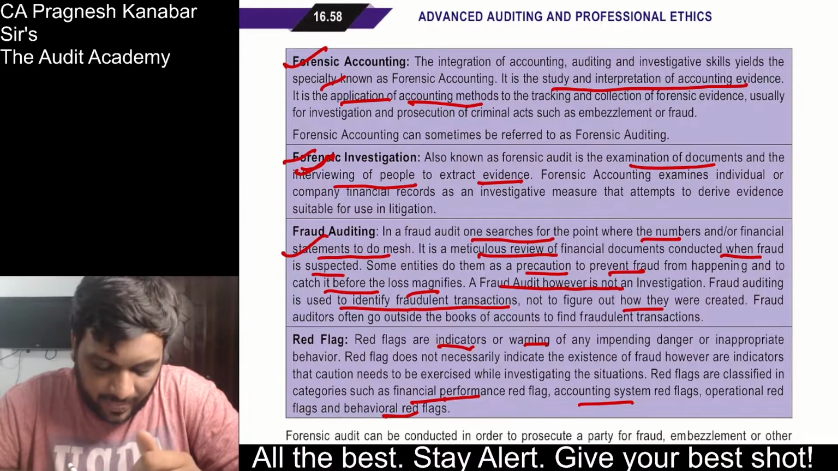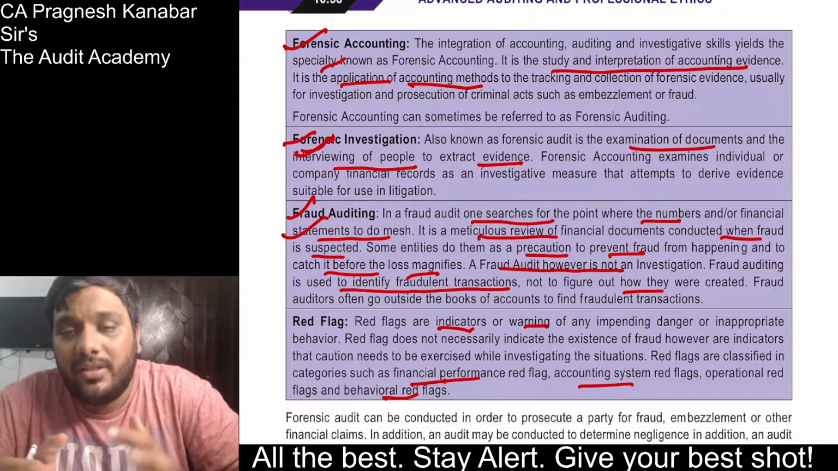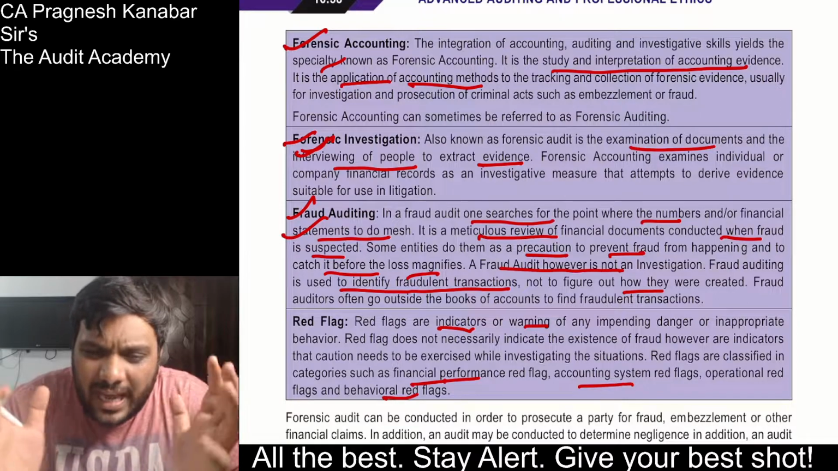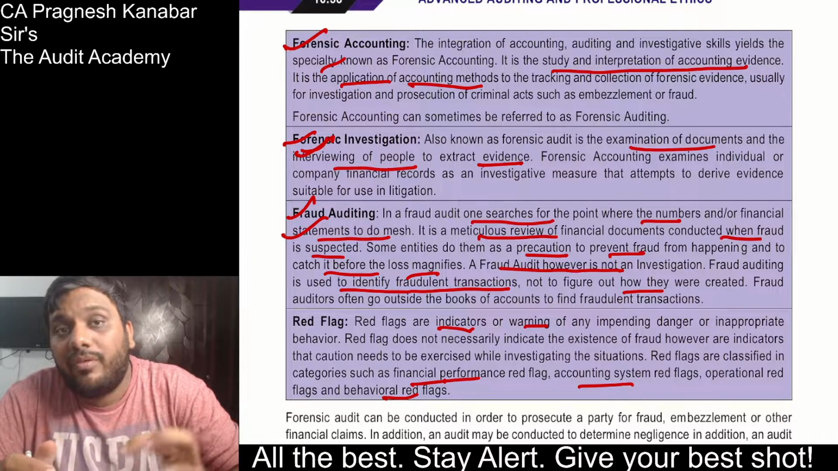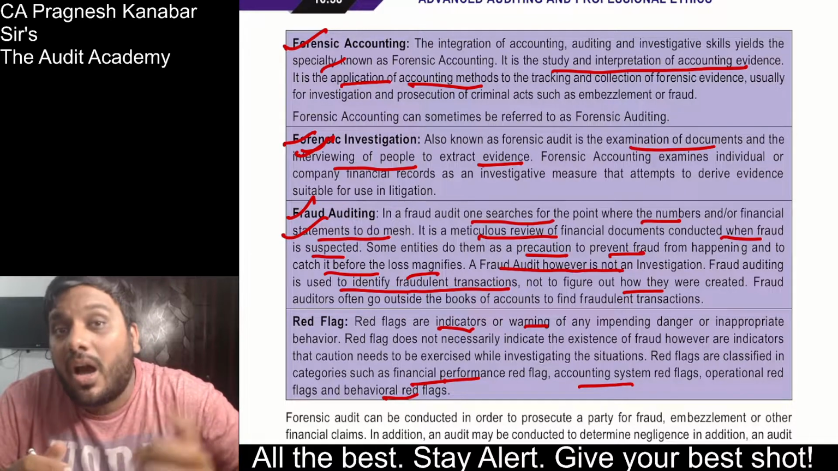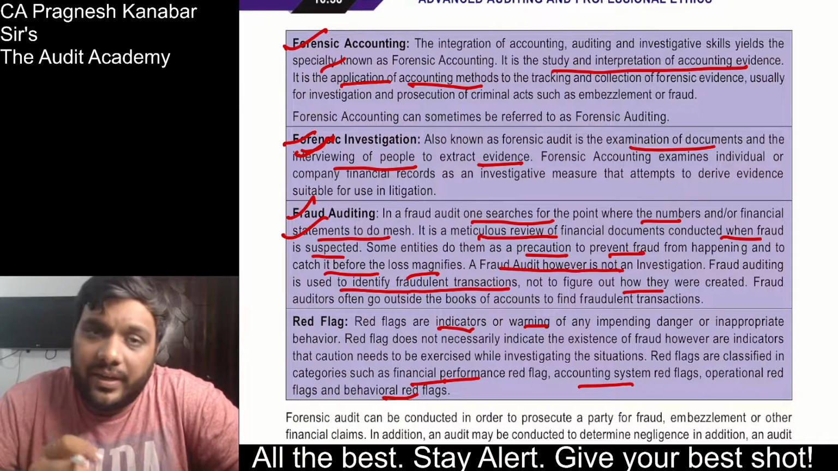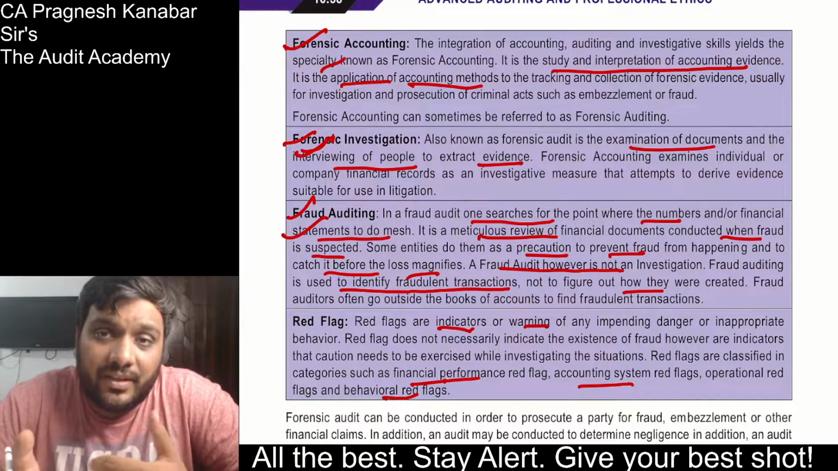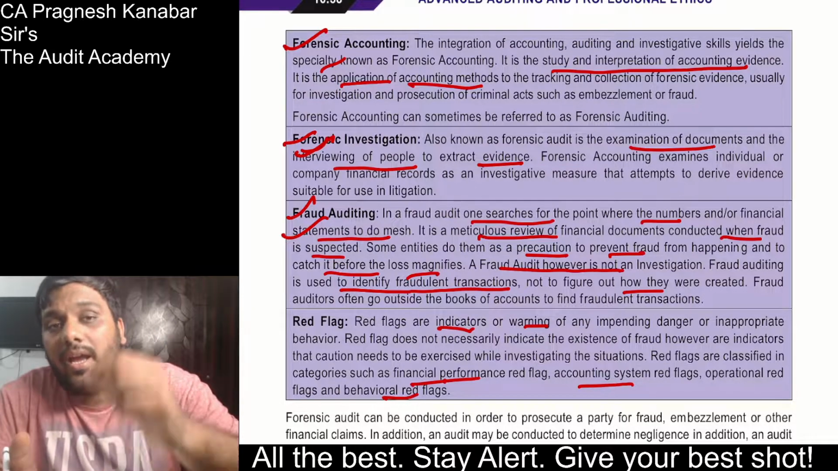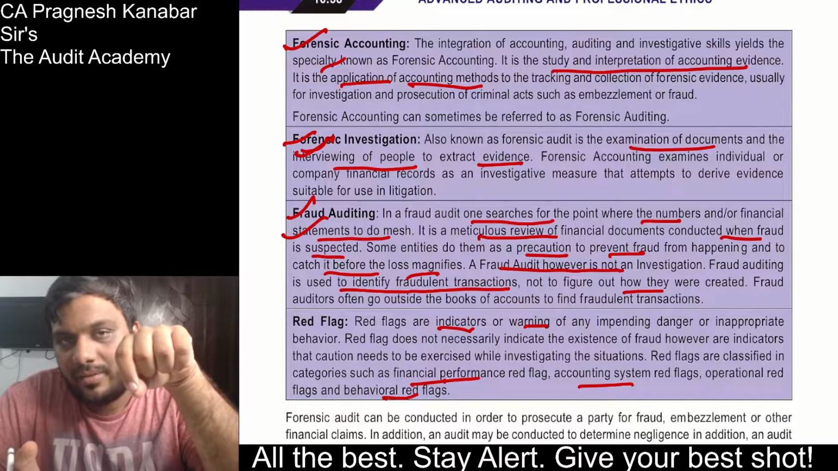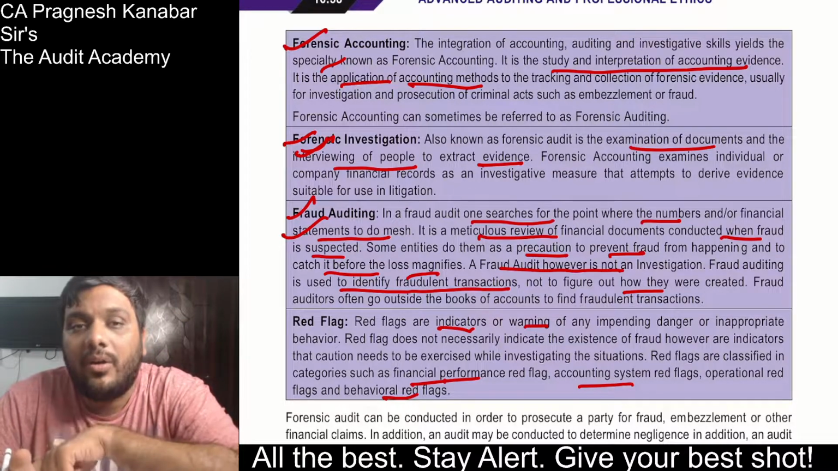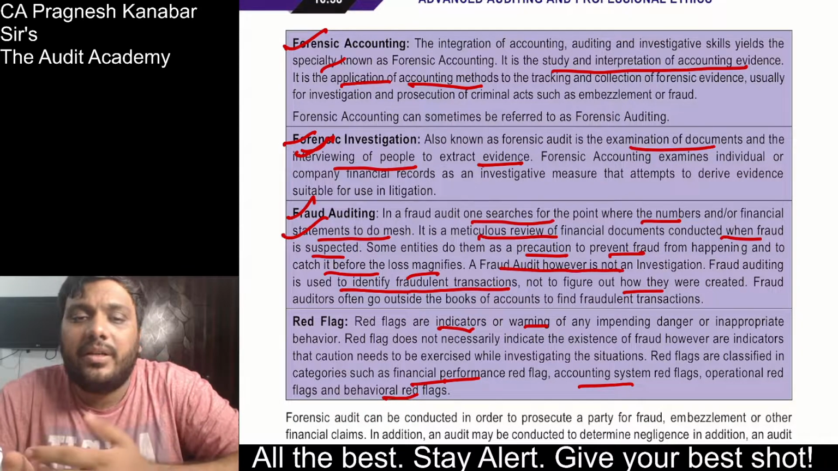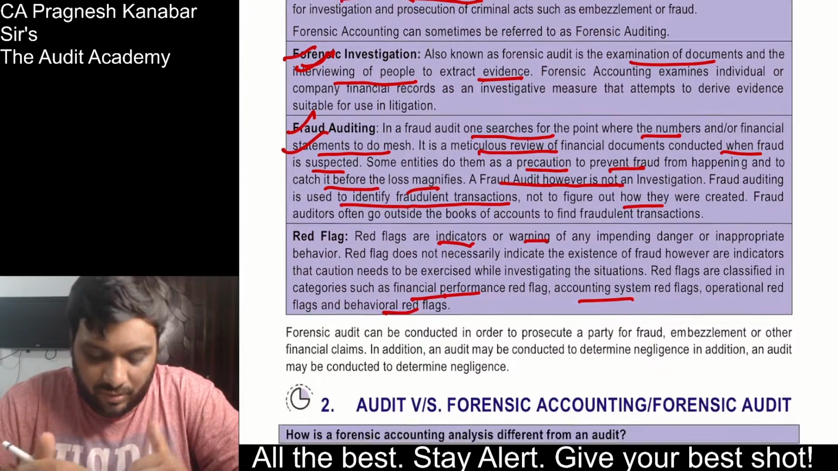Correct? Okay. Fraud auditing means going through lakhs and lakhs of data entries and finding out where fraud has taken place, not how fraud has been done. So finding out whether fraud has taken place or not, and if yes, where it has taken place. So it is for locating the fraud and not finding out exactly who did it and how it was done. Sometimes fraud auditing can be used as a preventive measure also.